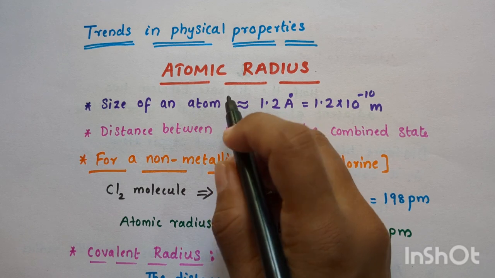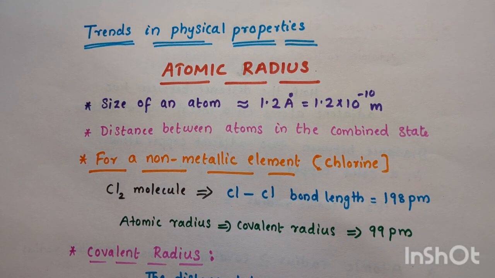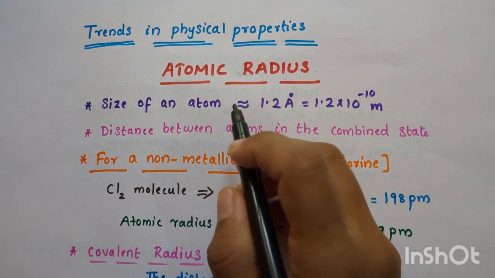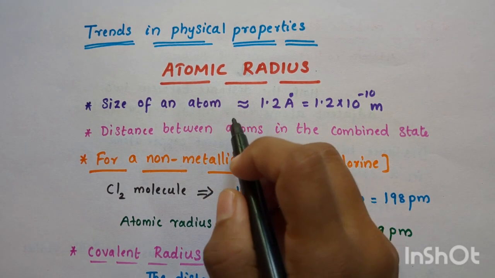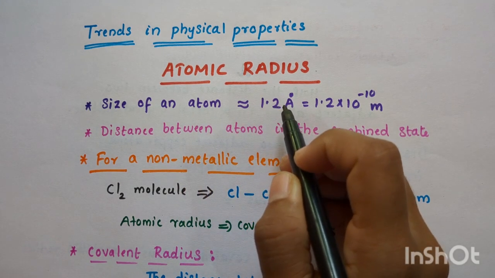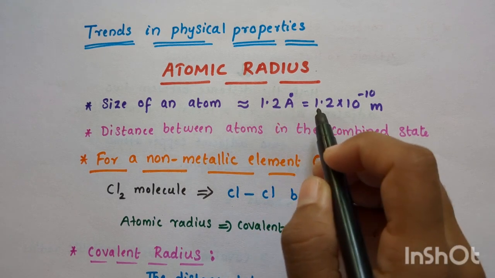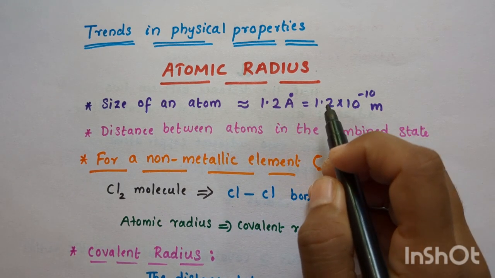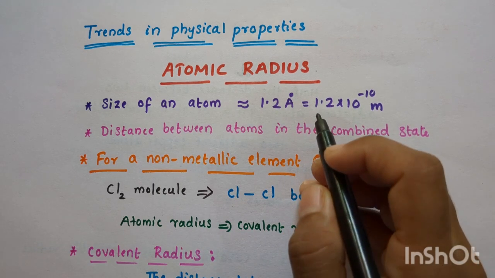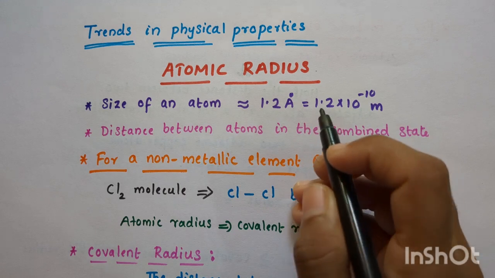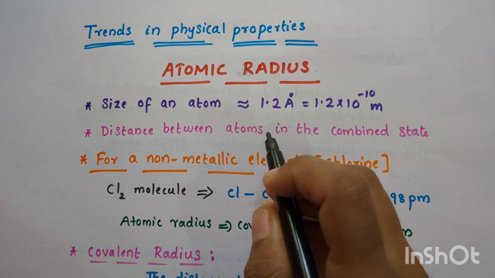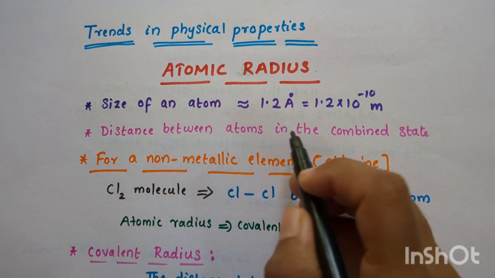Let us talk about the atomic radius of elements. Finding the size of an atom is a much more complicated process. The size of an atom is very small. It is approximately 1.2 angstrom in radius. 1.2 angstrom means 1.2 into 10 raised to minus 10 meter in radius. The electron cloud surrounding the atom does not have a sharp boundary, so the determination of the atomic radius cannot be precise.